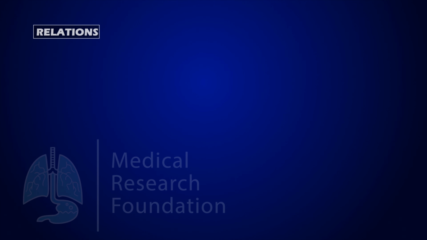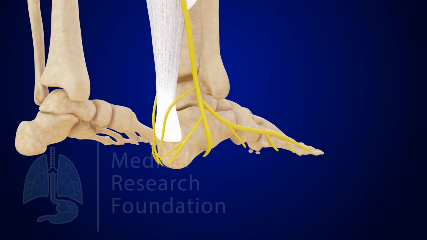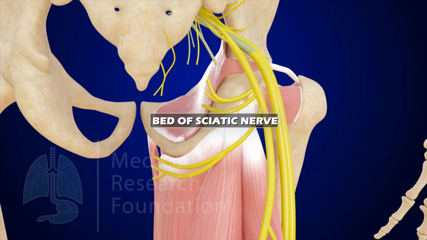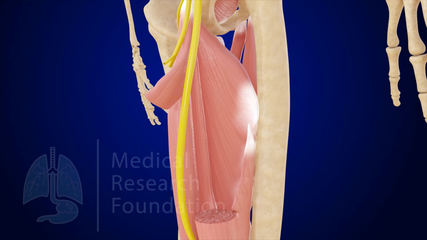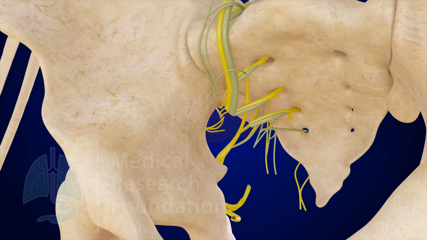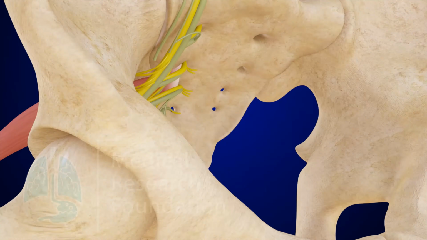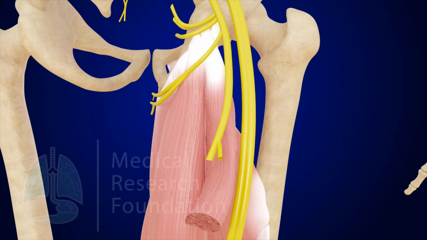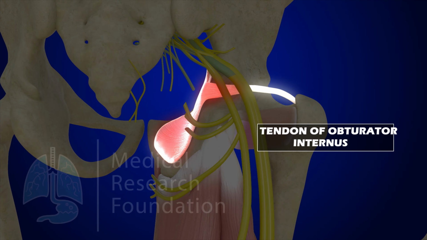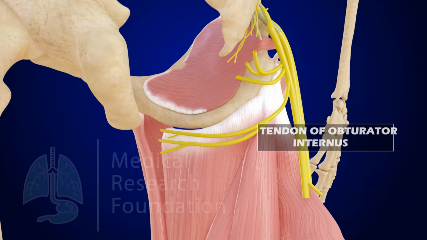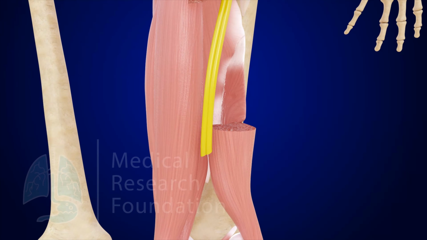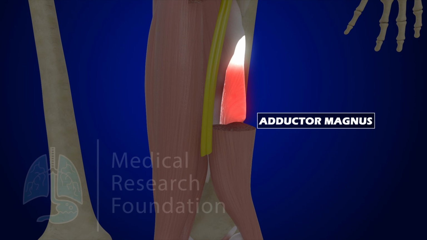Relations: deep relations, that is also called the bed of the sciatic nerve. From above downward, the sciatic nerve is related to the body of ischium, that is, its posterior surface, tendon of obturator internus, quadratus femoris, adductor magnus.